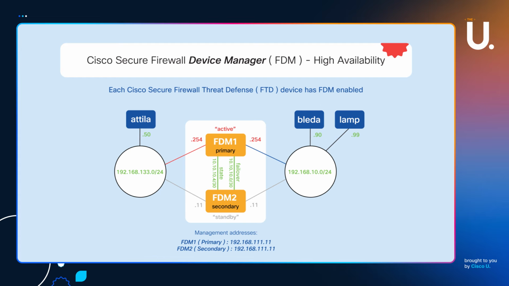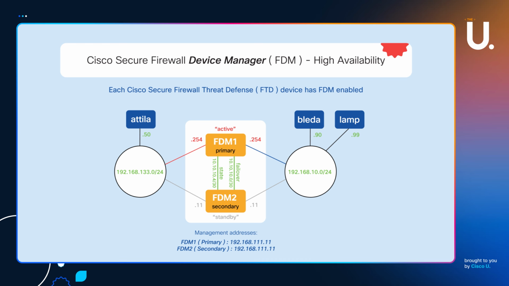Now, prior to configuring the failover pair, I have two firewalls up and running, but only one of those is configured, and that's the one denoted in the diagram by FDM1. Okay, so that's got an address of 254 connected to the inside, the left-hand side, and 254 connected to the DMZ. Now, as you're going to see shortly, Attila will be able to communicate with Bledder and Lamp, and Bledder and Lamp can talk to Attila through the configured interfaces. But initially, FDM2 is unconfigured. Okay, so the interfaces are unconfigured there.